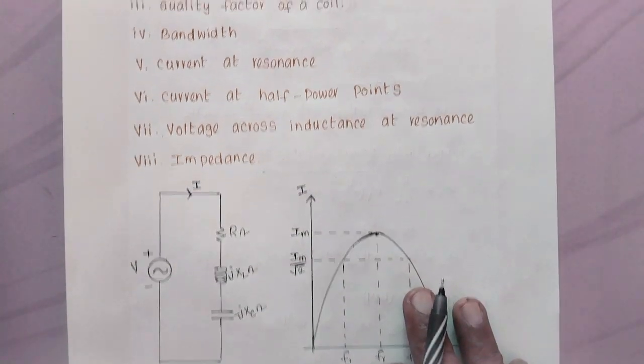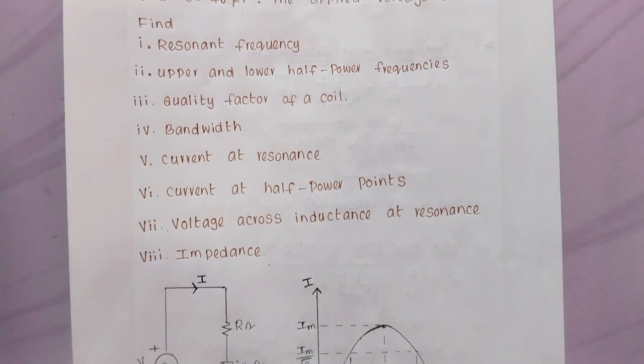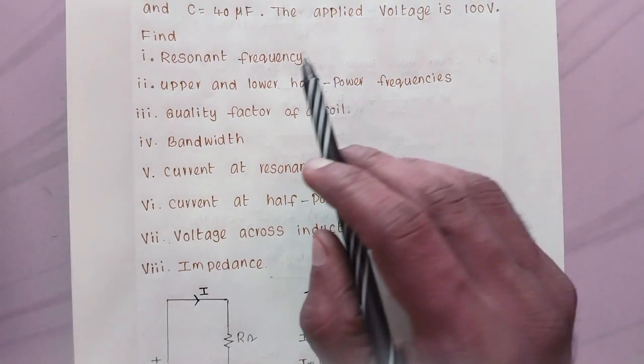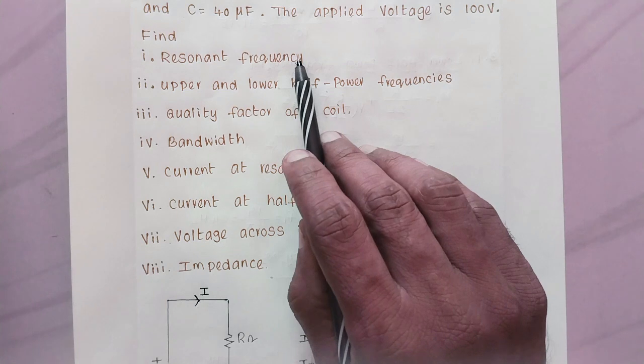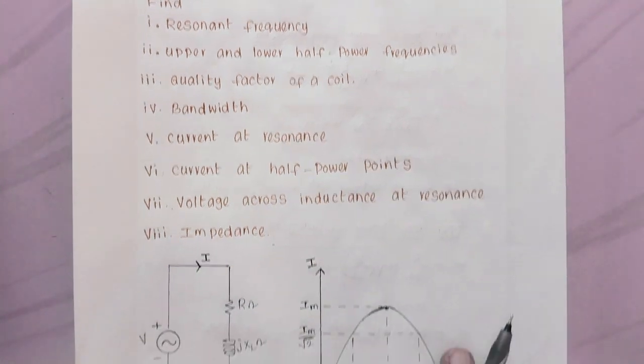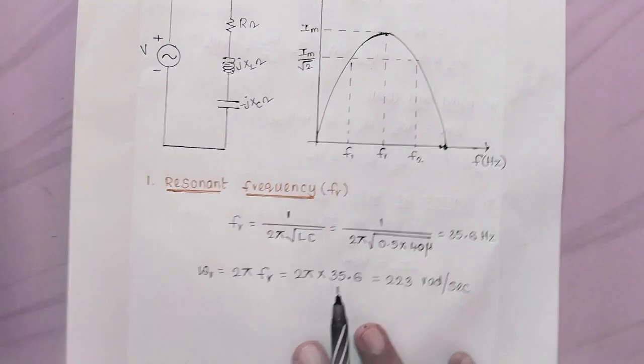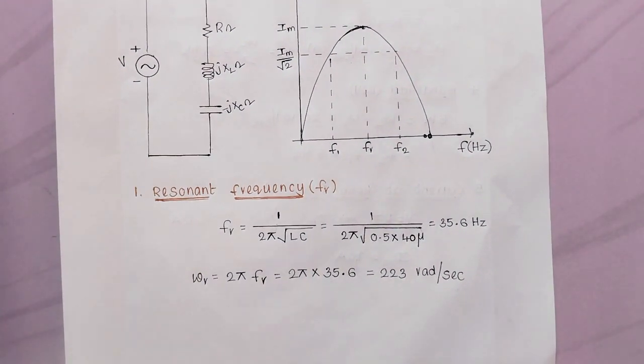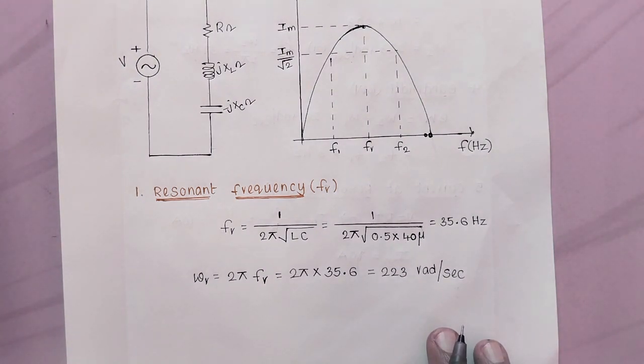So first question is the resonant frequency. Here we are asked to find the resonant frequency. The formula to find resonant frequency is Fr equal to 1 by 2 pi root LC. If you know the values of inductance and capacitance, we can find the frequency at which the circuit is in resonance. So 1 by 2 pi root LC.